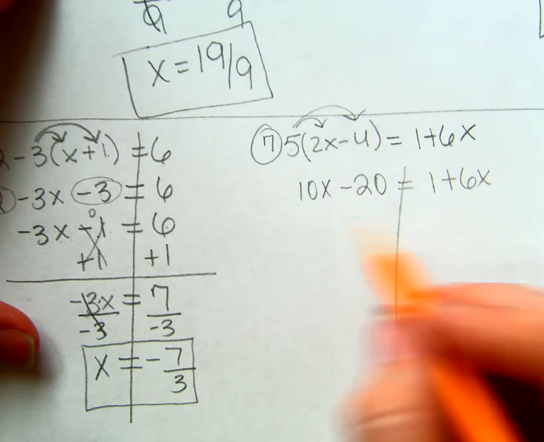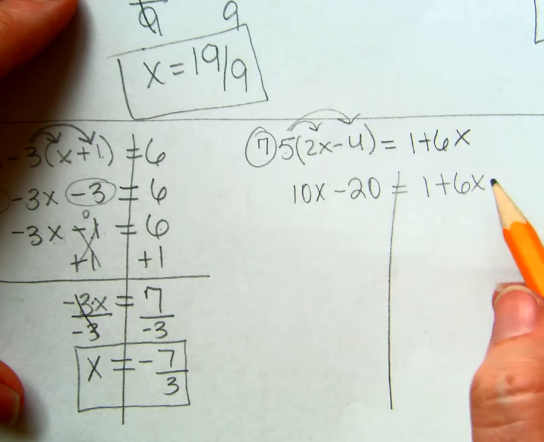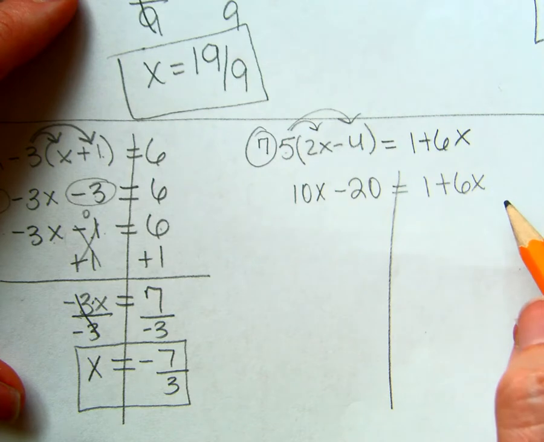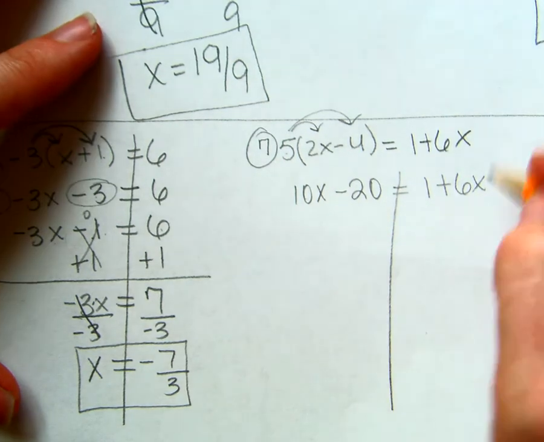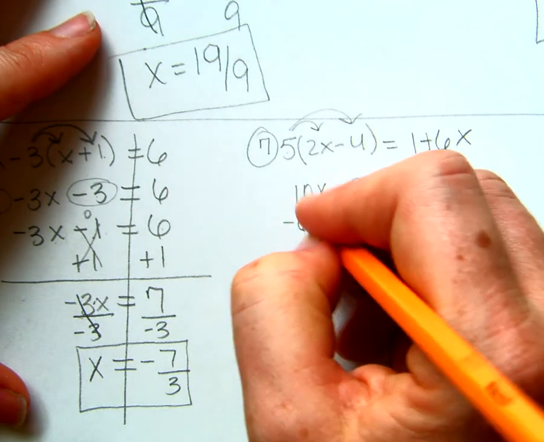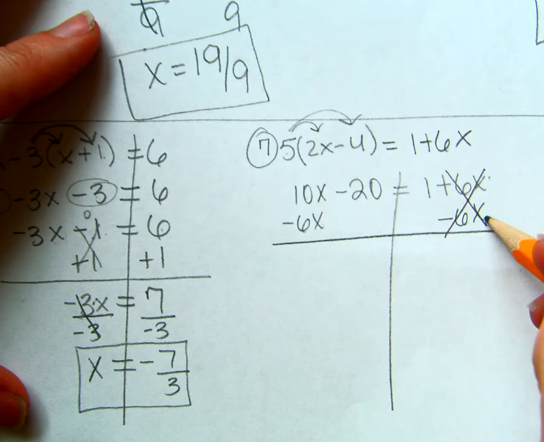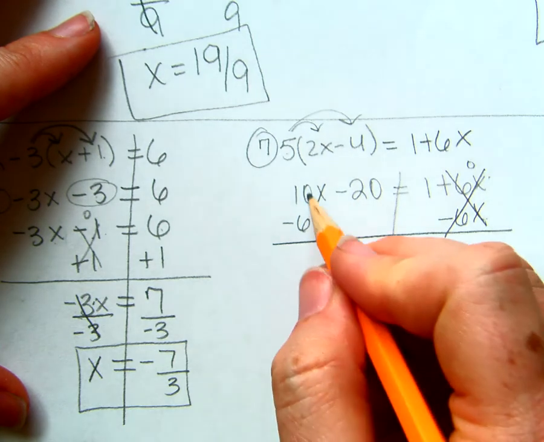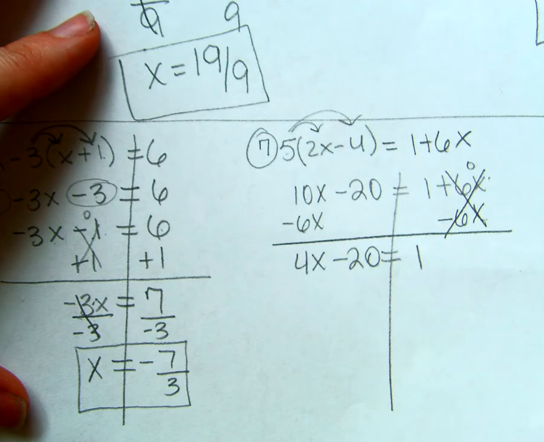I have x on both sides. I don't want that. So I'm going to get rid of it on one side. It really doesn't matter which side you choose. I usually choose the right side because you guys like variables on the left. So I'm going to get rid of this plus 6x by subtracting 6x. Right? 6x minus 6x goes to 0 like I need it to. And this becomes 4x minus 20 is equal to 1.